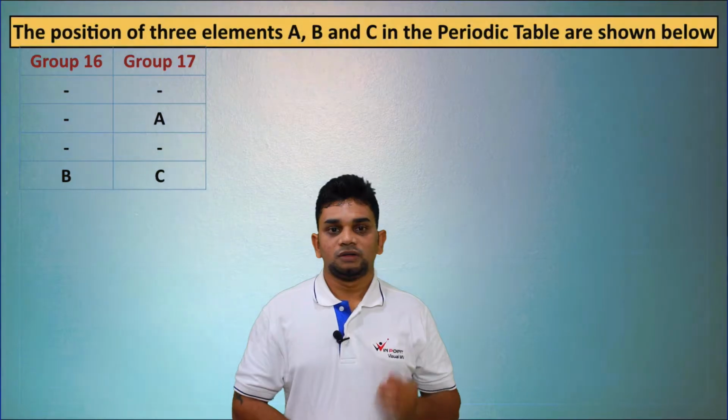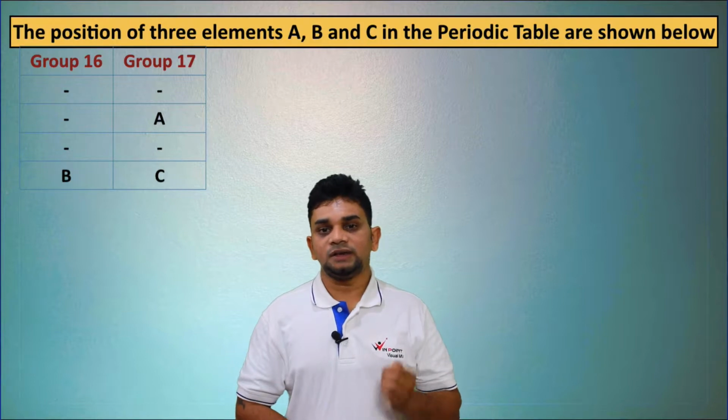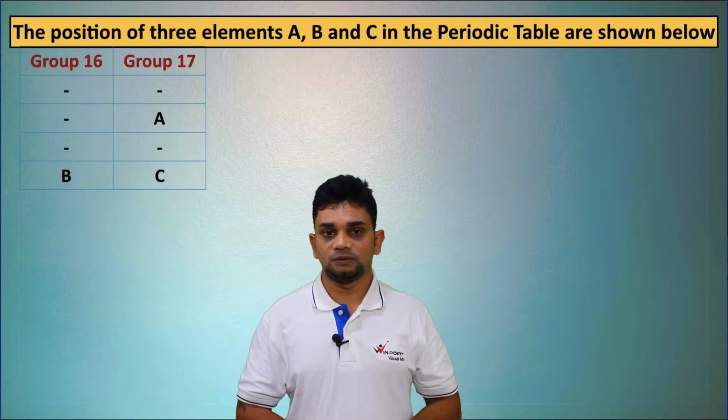That is the answer. The positions of 3 elements A, B and C in the periodic table are given below. There is a table here.